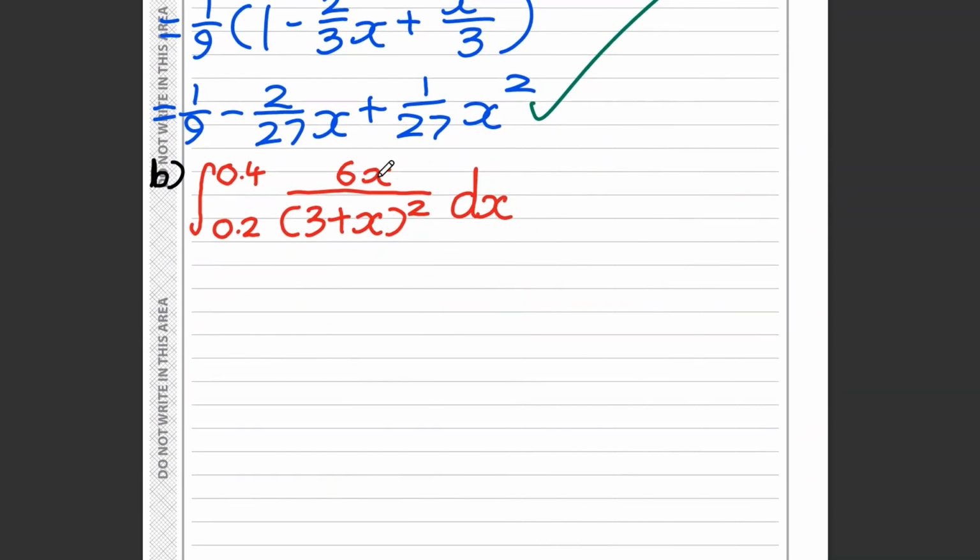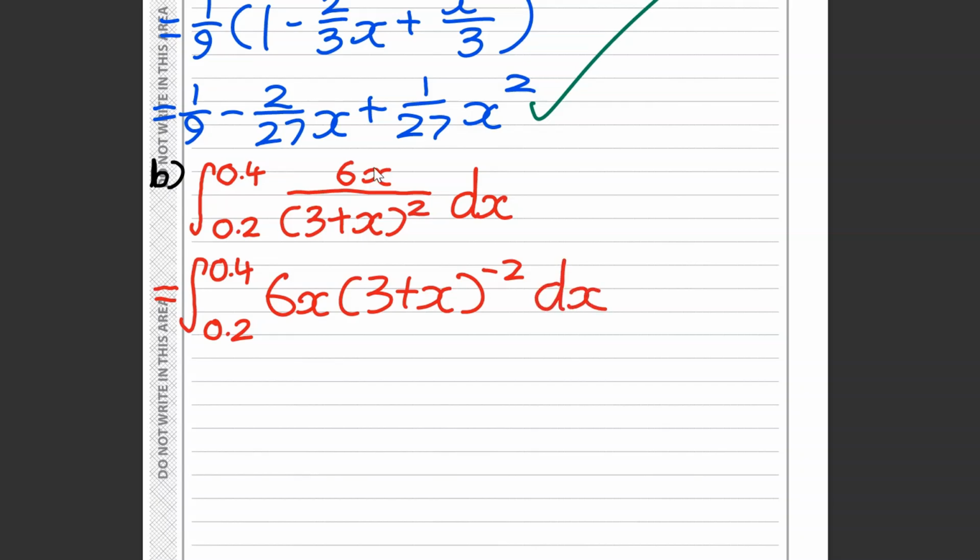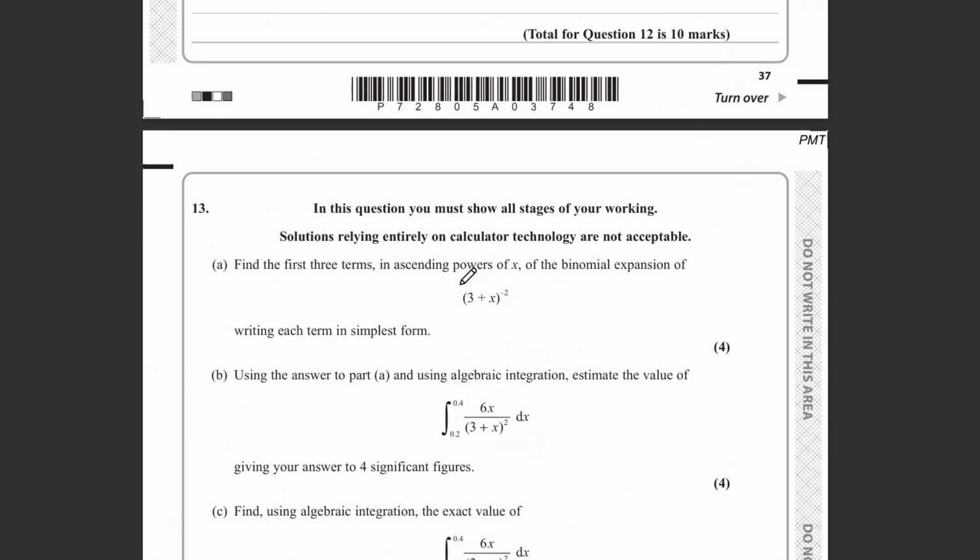So if we look at this 6x over 3 plus x squared, you can see we have this 3 plus x to the power of 2. Remember, when you have something in the denominator, you can bring it into the numerator by adding a minus power. So we can rewrite this integral as the integral between 0.2 and 0.4 of 6x, multiplied by this 3 plus x, but now instead of to the power of 2, it's going to be to the power of minus 2. So now you can see we have this 3 plus x to the power of minus 2, which is what we have here.